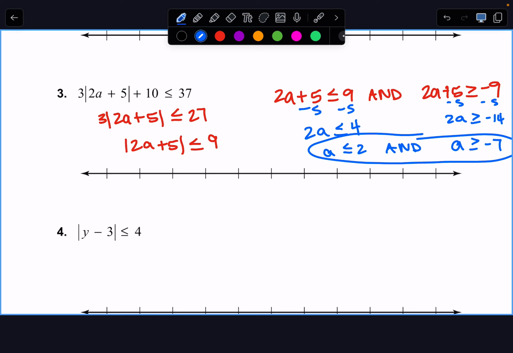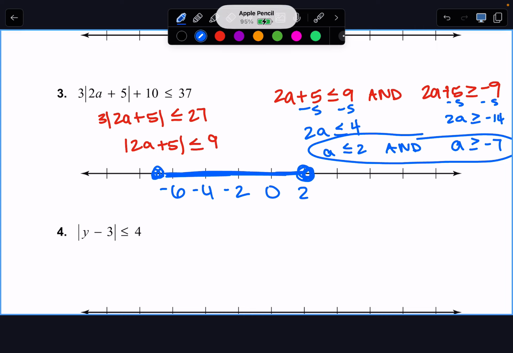Let's see. Negative 6, negative 4, negative 2, 0, 2. I don't know if I had enough room or not, but there it is. Okay. So, you're going to have a book assignment.